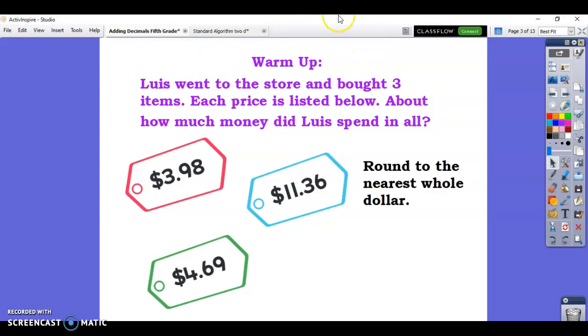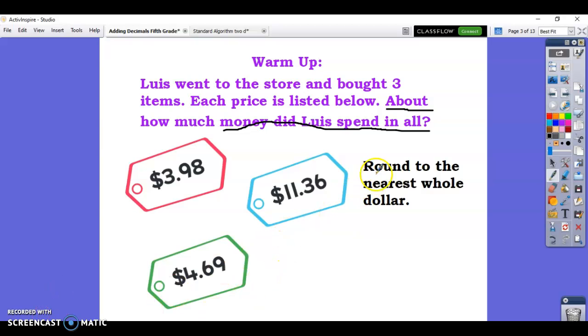Okay, let's go ahead and do a warm up. It says Luis went to the store and bought 3 items. Each price is listed below. About how much money did Luis spend in all? The keyword about is here, so we're going to make sure we have that. And then it says round to the nearest whole dollar. Those are very big clues for you to be able to understand.